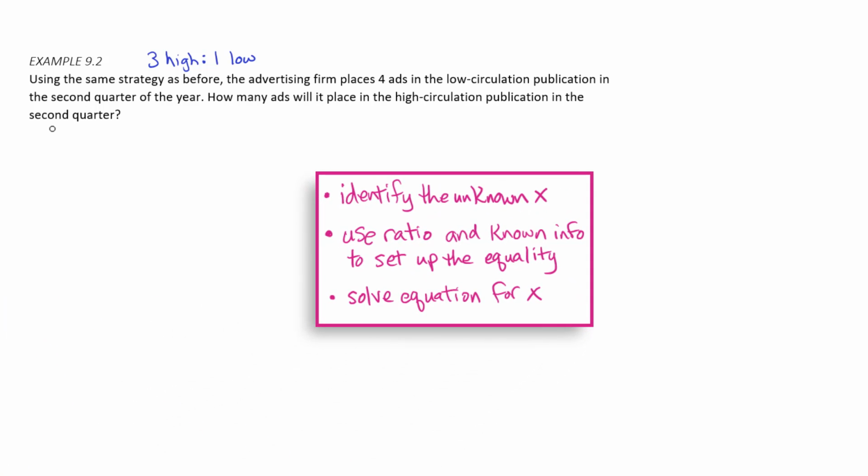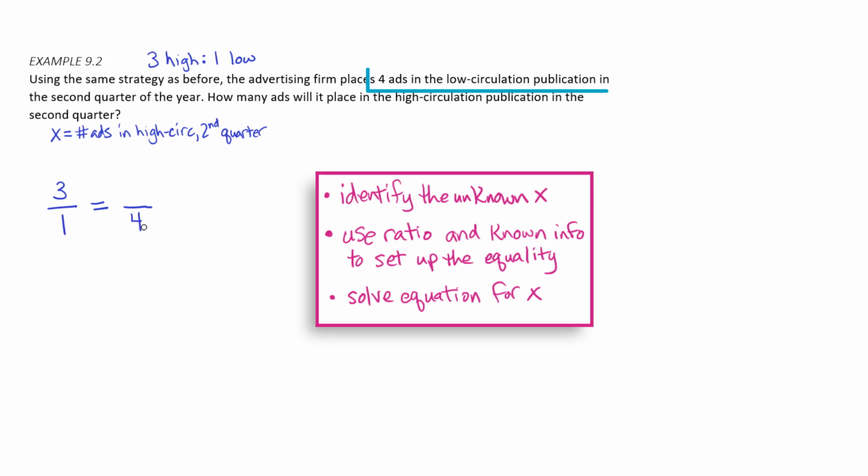Following our 3-step strategy, we're going to identify our unknown first. X equals the number of ads to be placed in the high circulation publication in the second quarter. Now let's set up the equality given the information that we have. We know we have this 3 to 1 ratio of high to low. Set that equal to another ratio on the right-hand side. The low circulation publication goes on the bottom of the ratio.